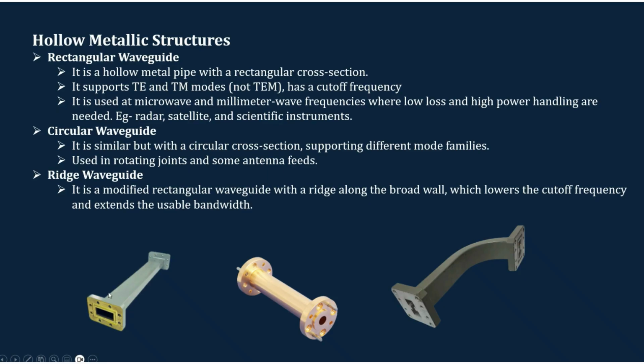As it is surrounded by these metallic structures, it has low radiation losses and good power handling capabilities. One more thing is the ridge waveguide. Here you can see some ridge-type structures on the broad side of the rectangular waveguide. These ridges will extend the bandwidth and lower the cutoff frequency. That is the advantage of using these ridge structures.